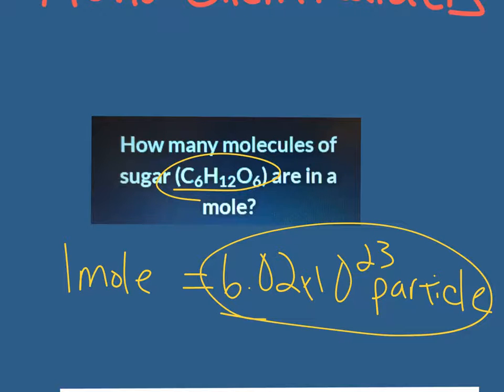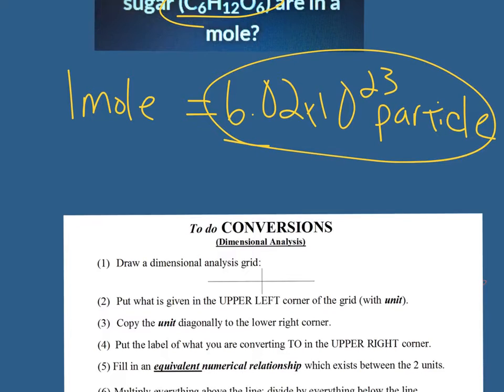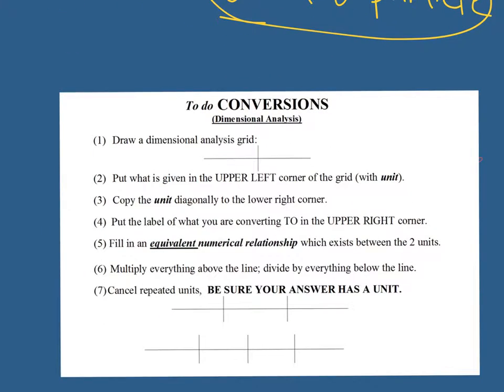However, if you were asked to show math for that problem, we could use our steps to do conversions, which anytime you get stuck on any of the dimensional analysis problems, always go back to this reference in your journal. That's what it's there for. Right, so to do conversions, we're going to need to draw a grid just like this. Put what is given in the upper left corner with the unit, copy the unit diagonally to the lower right corner, and then put what you're trying to go to in the upper right hand corner.